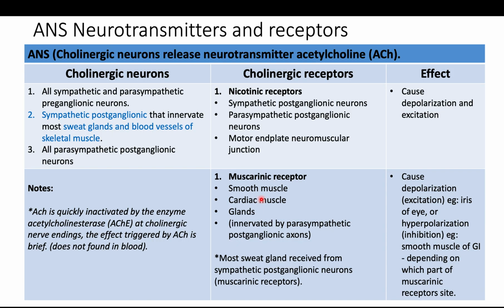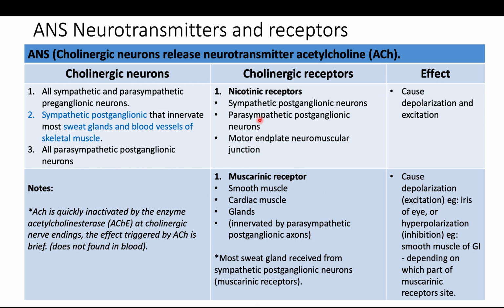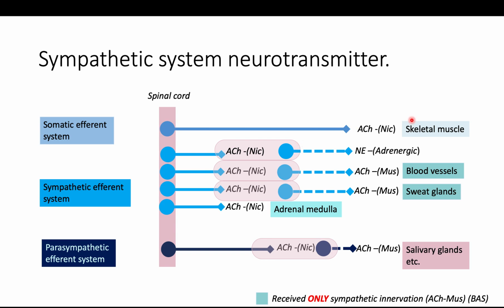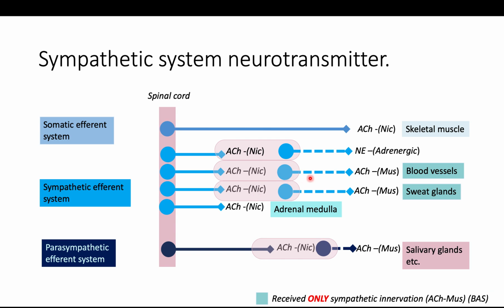And then the parasympathetic postganglionic neurons have nicotinic receptors here. Then there are the motor end plates of the neuromuscular junction. All of these are nicotinic, so we call them nicotinic receptors. And another one we have is the muscarinic receptor. So where is this muscarinic receptor located? Here.